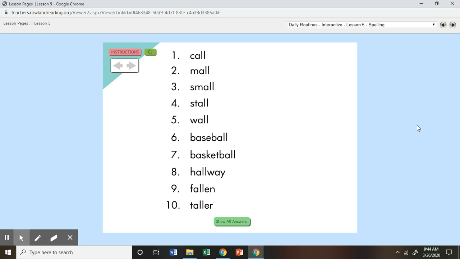All right. Go ahead and look at each word. The first couple were pretty easy as long as we remember those 2 consonants in the beginning of small and stall. Baseball, we do base first with that long A, that super E jumping over. Basketball, that was a longer word, but if we took our time and stretched it out, we should have gotten it. Hallway is a compound word also. Fallen and taller have endings on them. Good. Awesome job.